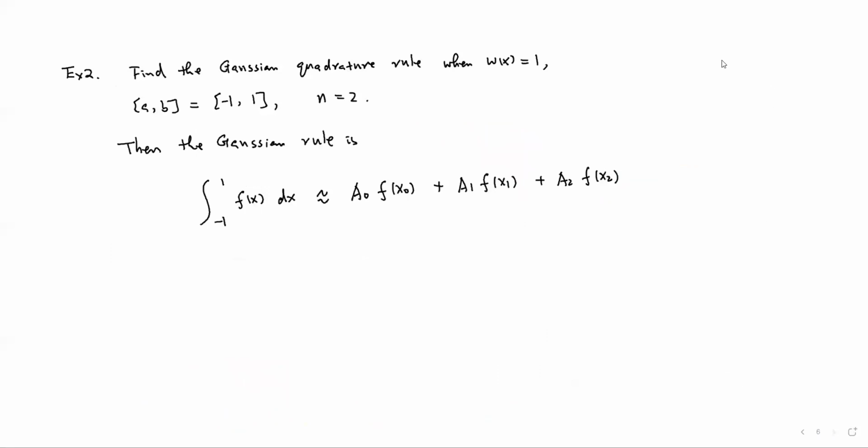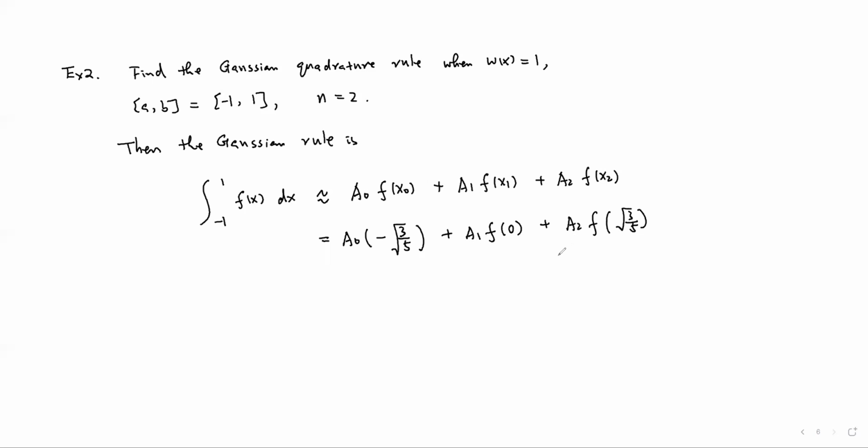So therefore, I plug in the zeros. I think it doesn't matter which zero is x0. So let me pick the square root of 3 over 5 as x0, and then x1 is 0, then A2 F. Next, how to determine A0, A1, A2?